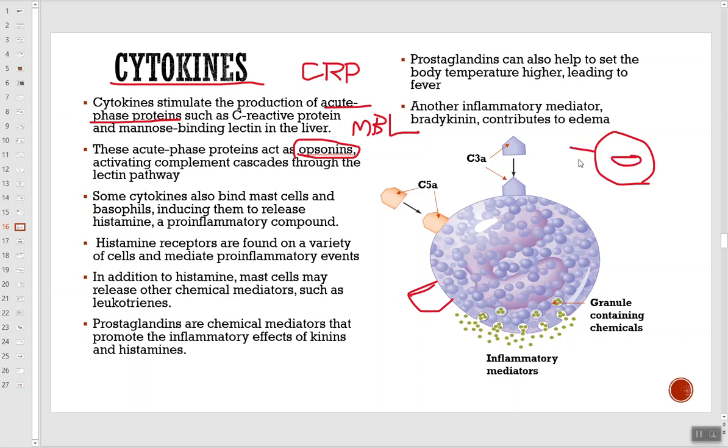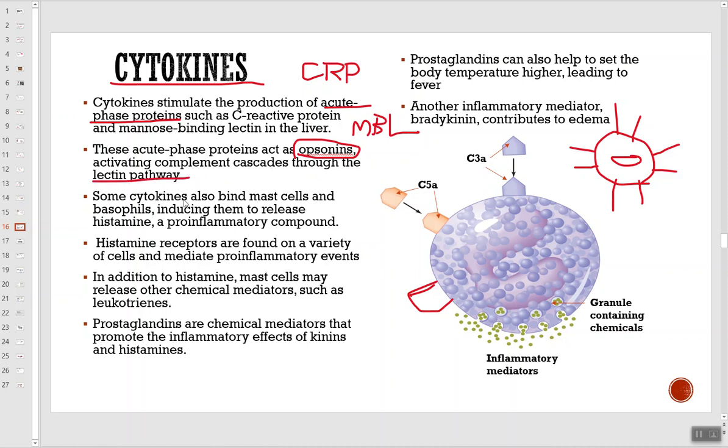When these guys are tagged, that tags them for destruction. That's one of the main ways that antibodies work as an opsonin. And we also know that these guys can activate the complement cascade through the lectin pathway.